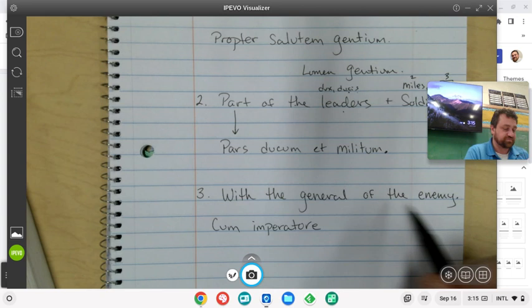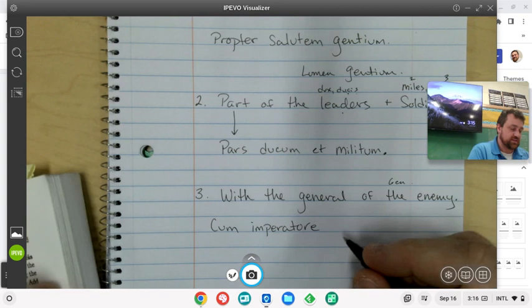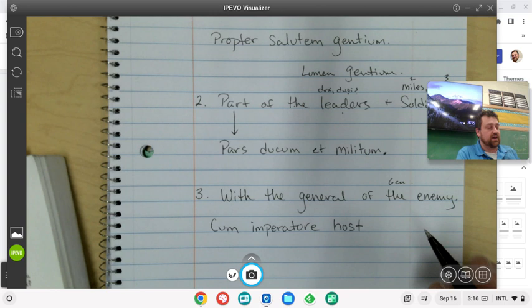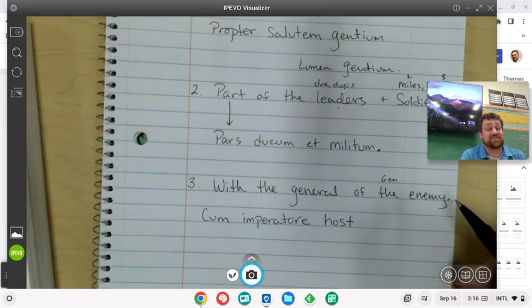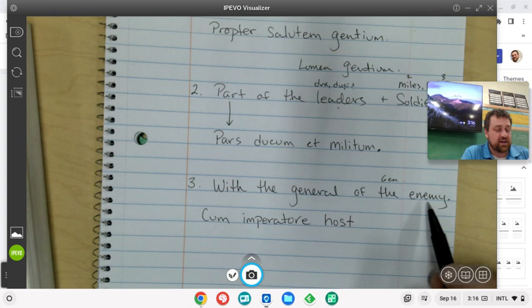So we need a genitive here. What is enemy? Hostis, hostis. So we're going to put host-. And hostis, hostis is an I-stem, right? It's got the same number of syllables in the nominative and the genitive. And so, but it's genitive plural that changes.